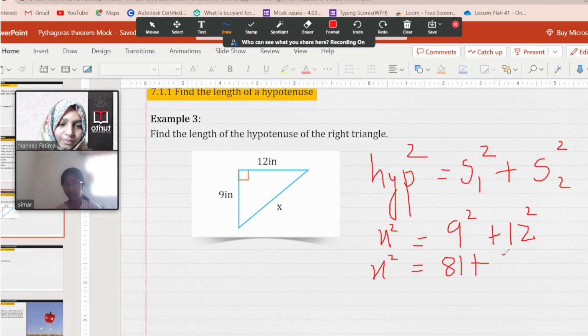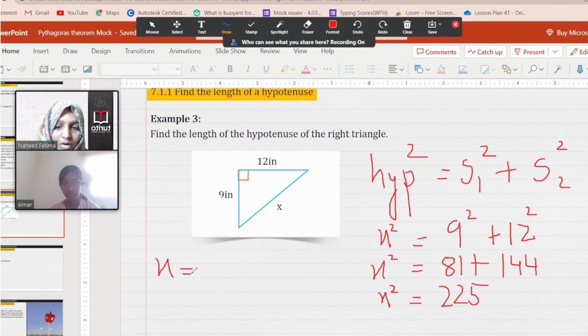Just add them. 225. Yes. Now it is x square. So what will be x? You'll shift the square to that end. That will become root, which is root of 225. Now what is root of 225?